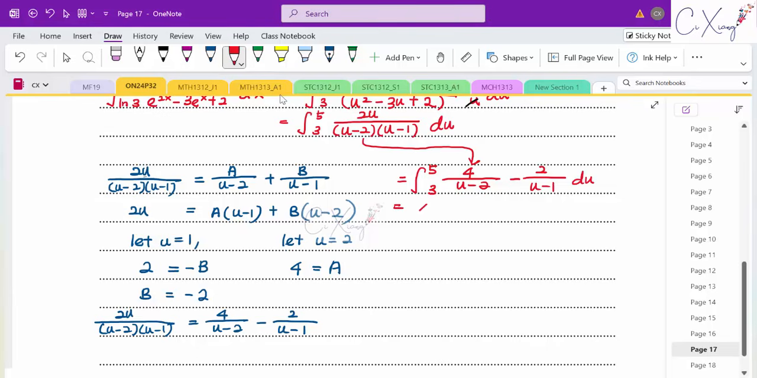Then 4 is a constant. If I integrate 1 over u minus 2, I will be having ln of u minus 2. Negative 2 is a constant, I just copy. If I integrate 1 over u minus 1, I have ln of u minus 1. And of course, I have to substitute in the values 5 and 3, very carefully. So 5 minus 2, I get a 3. 5 minus 1, I get a 4. Then substitute 3 now. 3 minus 2, I get a 1. 3 minus 1, I get a 2.